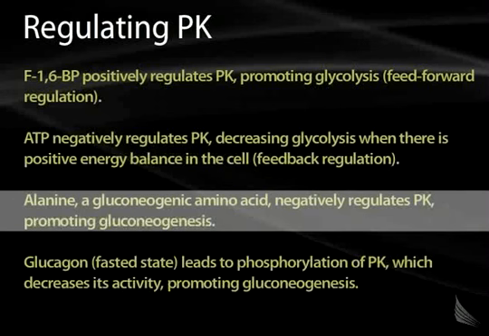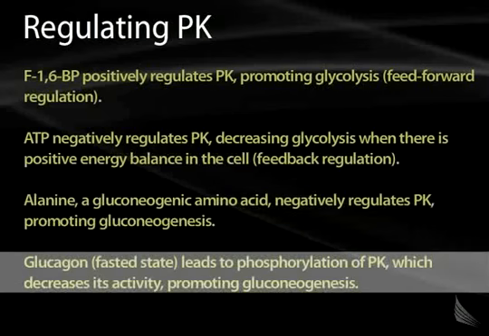Alanine, which is a gluconeogenic amino acid, negatively regulates pyruvate kinase, promoting gluconeogenesis. So when alanine levels are high, that's a signal that we should be doing gluconeogenesis and not glycolysis. Glucagon, which remember is high in the fasted state, leads to the phosphorylation of pyruvate kinase, which decreases its activity, promoting gluconeogenesis. And again, these are concepts that we encounter over and over again. Glucagon phosphorylates things and promotes gluconeogenesis. So you can assume then that phosphorylated pyruvate kinase is going to be inhibited.